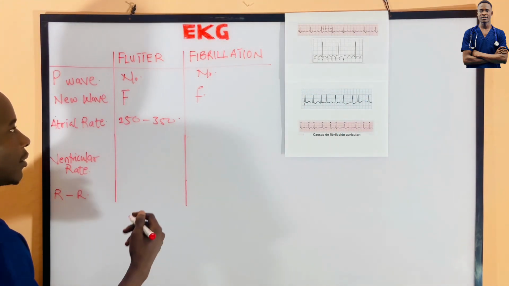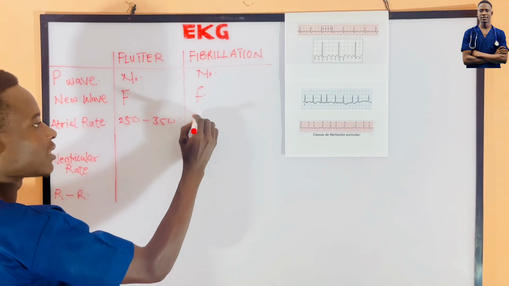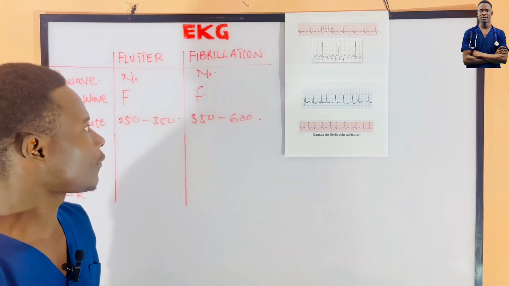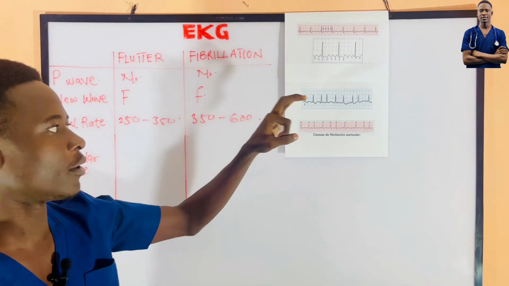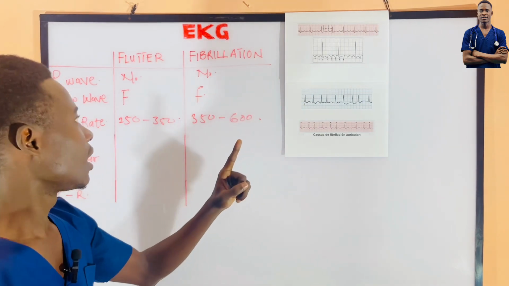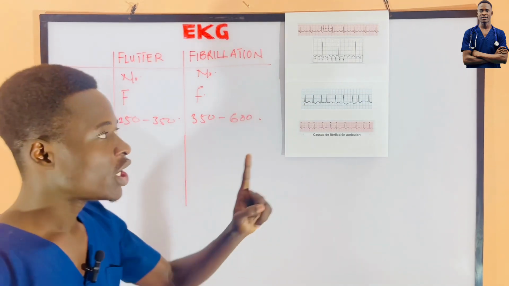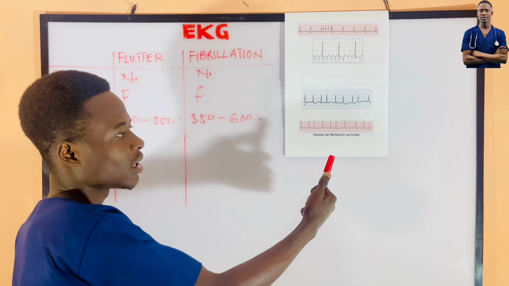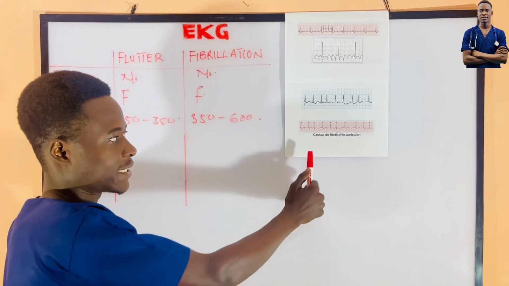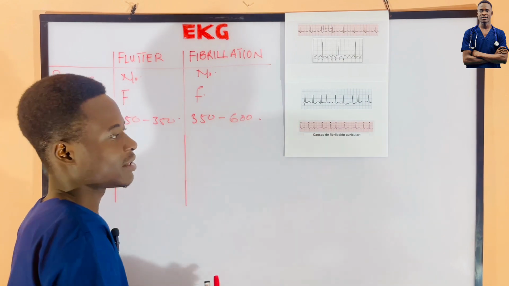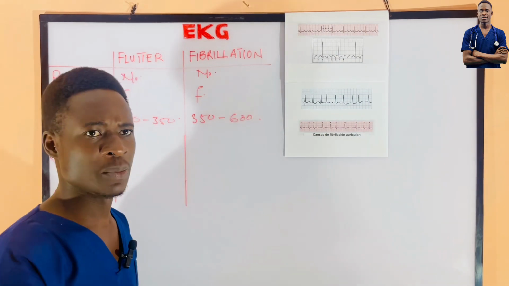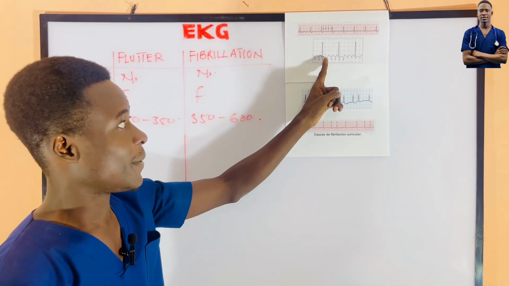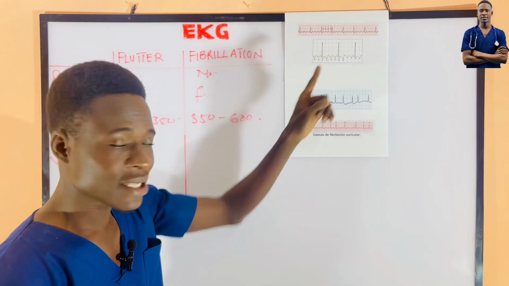But let's look at the fibrillation. We have 350 to 600. That means the atrial contraction of the fibrillation is more than that of the flutter. That is why we find it very difficult to see one P wave from another. Are we clear with it? Now, look at this one. We cannot say this is a particular P wave and this is a particular P wave. But if you check the flutter, you see this is a particular one, this is another, and this is another.